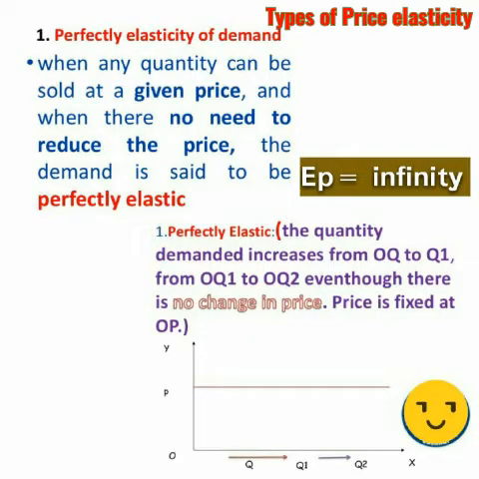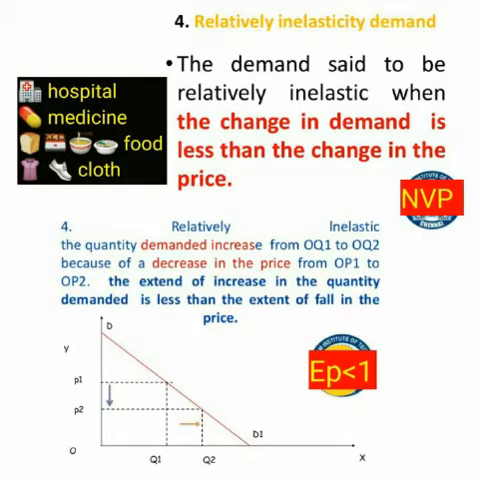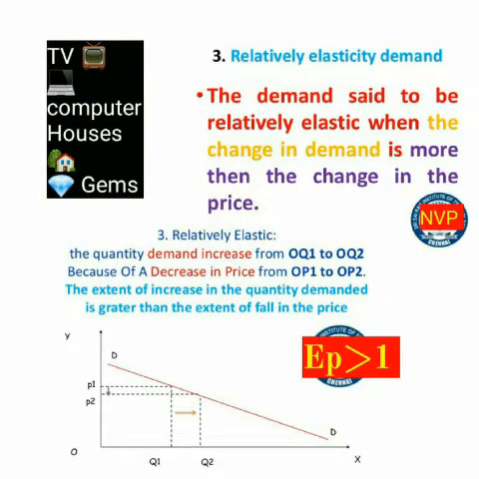First one is perfectly elastic, which shows the value of elasticity is infinity. That means price remains constant, and demand keeps on increasing. Next one is perfectly inelastic. It shows that demand is constant even if price is changing. Another is relatively inelastic. That means hospital, medical, food and clothes, where demand hardly increases much even if the price decreases a lot. Next one is relatively elastic.